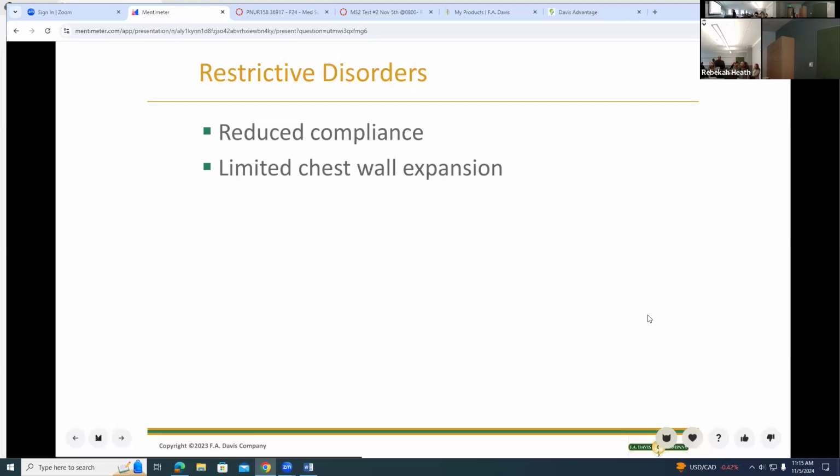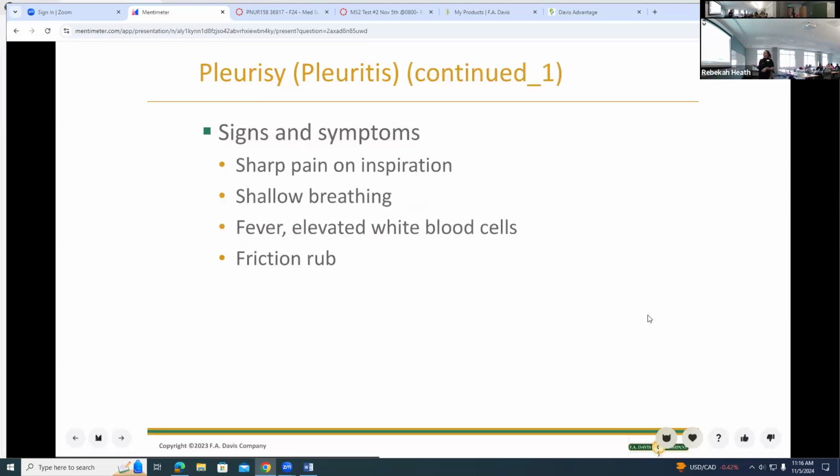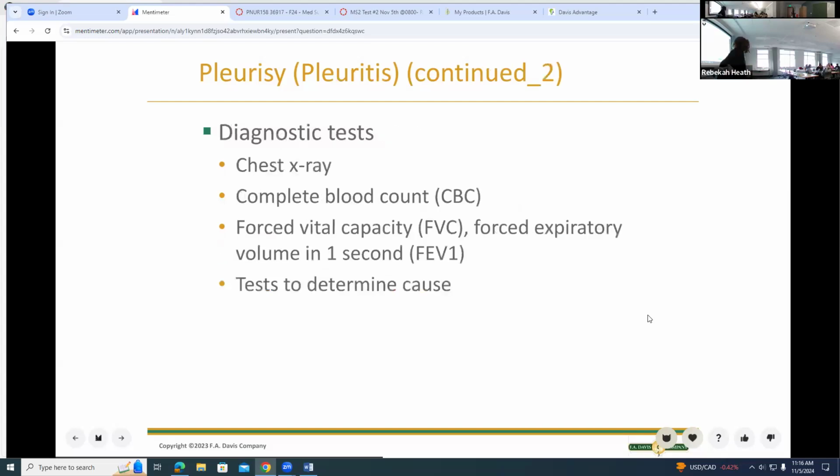I'm going to try to get through most of this today, just because I don't want to have to come back for respiratory. Let me know if I'm going too fast. We're going to talk about those restrictive disorders, where we don't have the expansion and contraction like you normally would. Pleuritis or pleurisy, we already talked about that. It's always caused by another issue, and it's that sharp pain, shallow breathing, and there's also a friction rub.